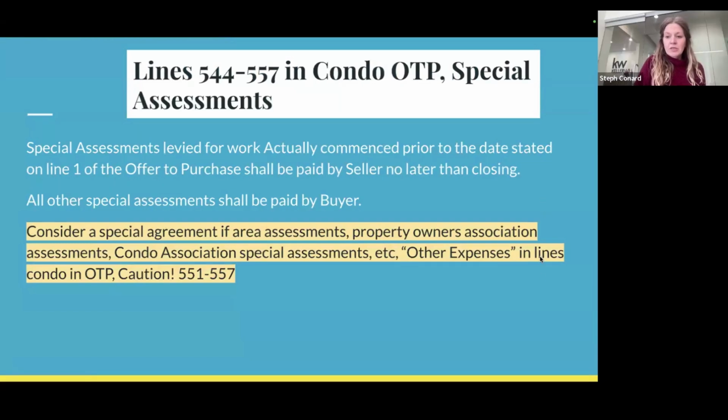Special assessments. You are hopefully familiar with the line in the offer to purchase on special assessments. And this is similar. So lines 544 to 557 in the condo offer: Special assessments levied for work actually commenced prior to the date stated on line 1 of the offer shall be paid by the seller no later than closing. All other special assessments shall be paid by the buyer. And then it gives a warning, consider a special agreement if area assessments, property owners association assessments, condo association special assessments, etc.